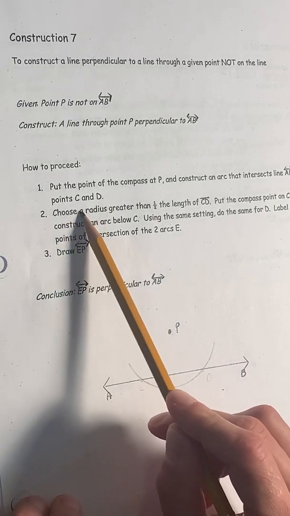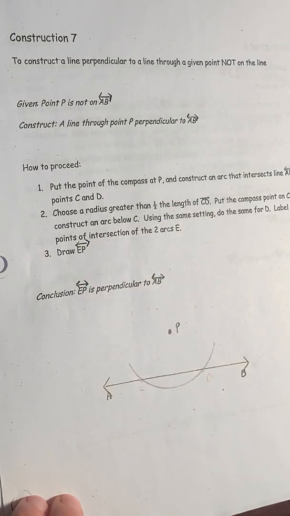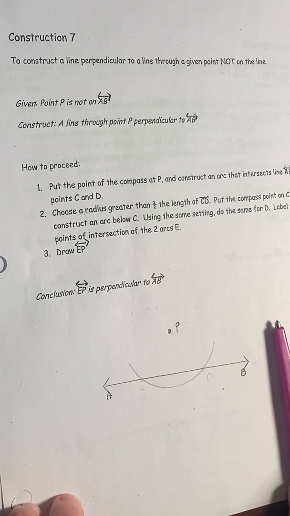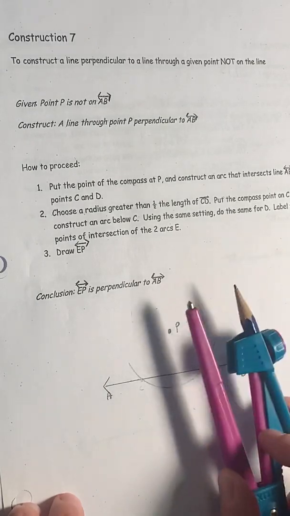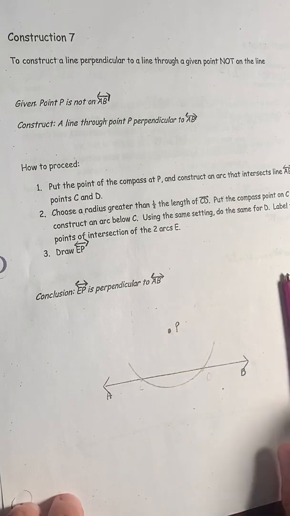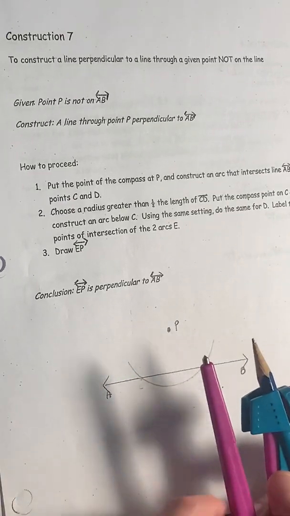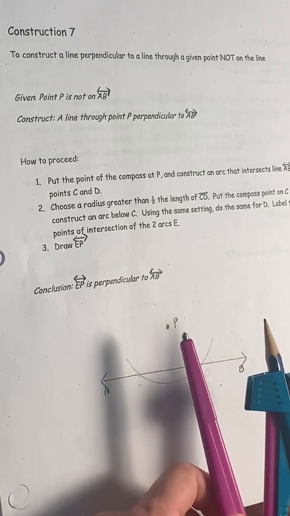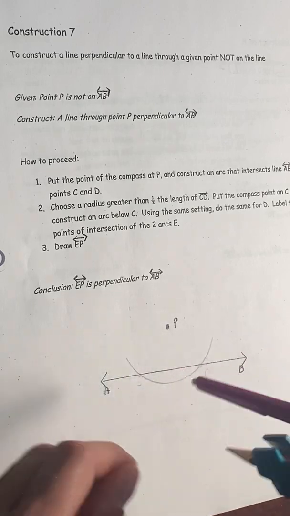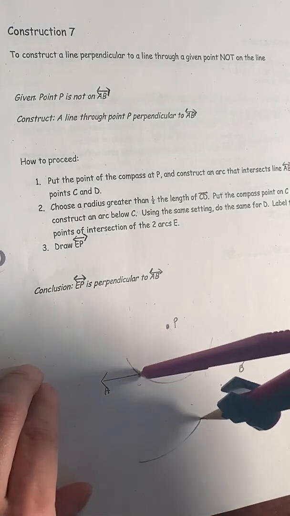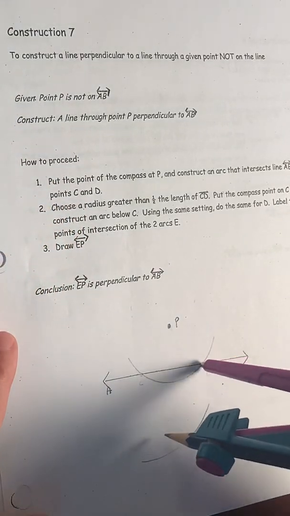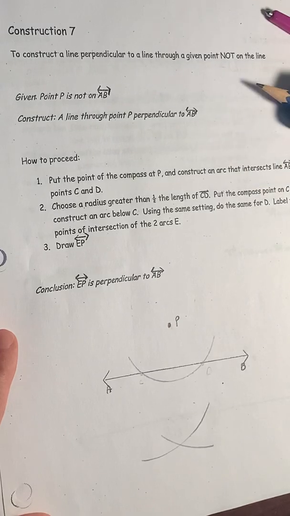Step 2, choose a radius greater than half the length of CD. So basically it's the same thing as what we just did. We're just going to use a radius length that's greater than the one that we just used to make this original arc. So here's my setting. I'm going to make it a little bit wider. Put the compass point on C and construct an arc below C. Using the same setting, do the same thing from D. Your two arcs should now intersect. Label the points of intersection of the two arcs E.